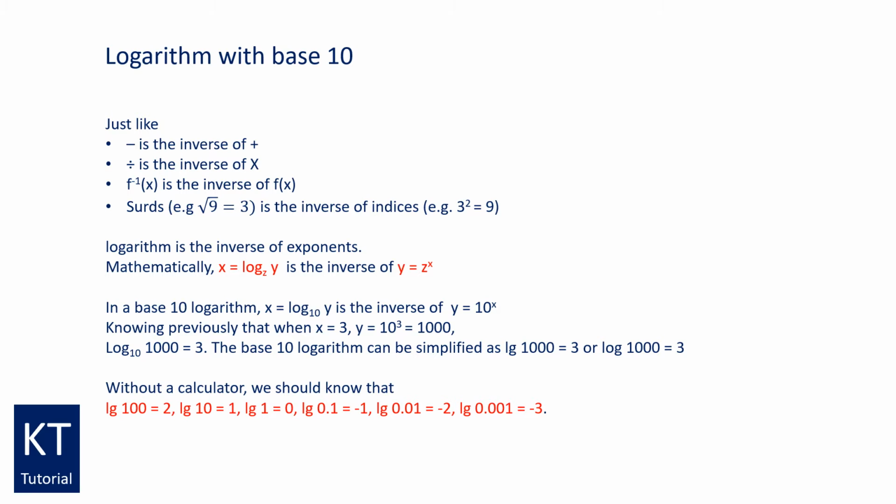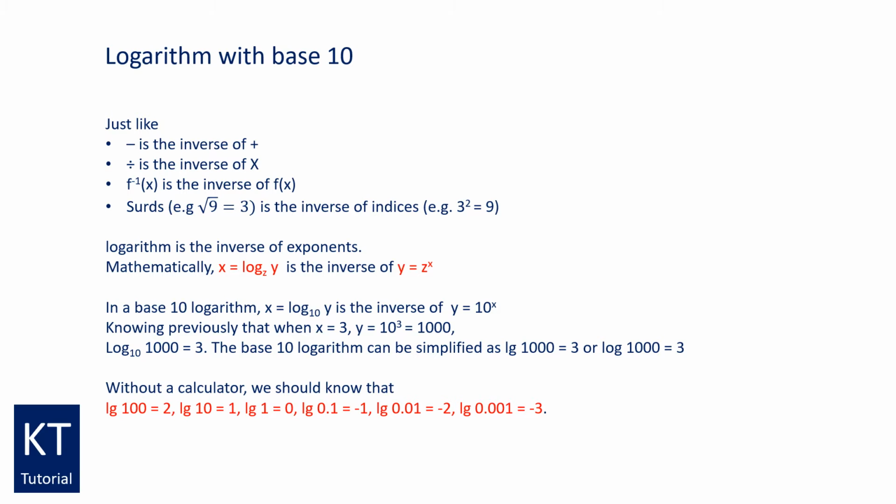Knowing previously that when x is equal to 3, y is equal to 10 to the power of 3, which is 1000, log 1000 to the base of 10 is 3. The base 10 logarithm can be simplified as lg 1000 equals 3 or log 1000 equals 3.